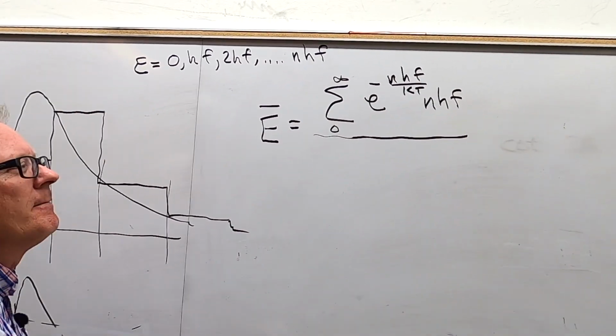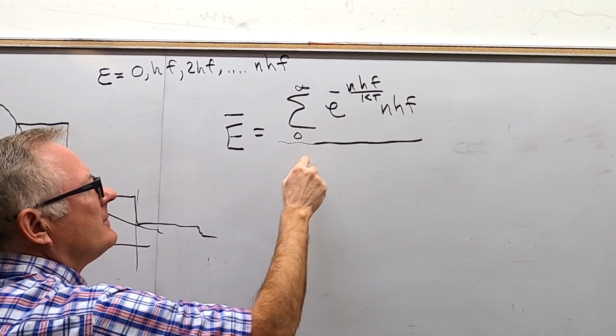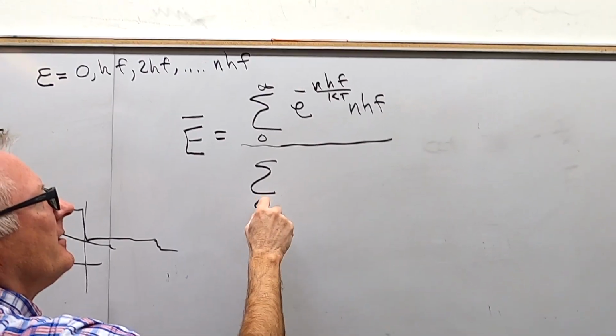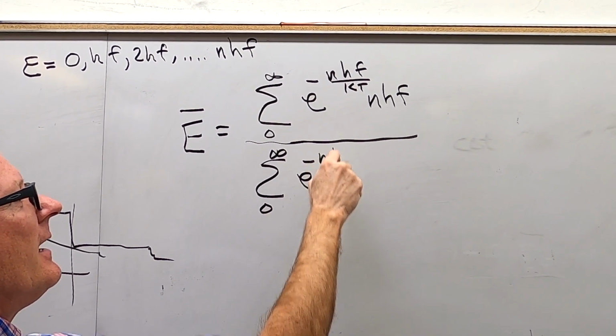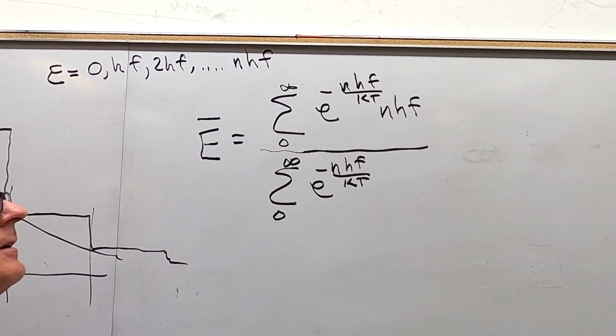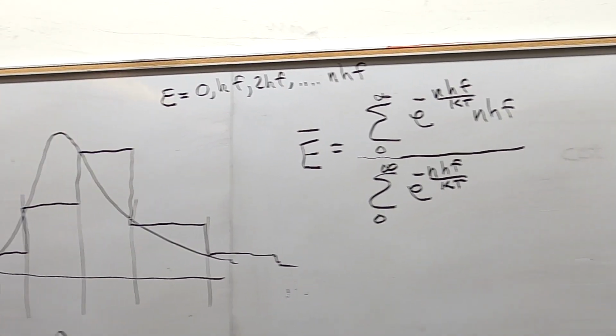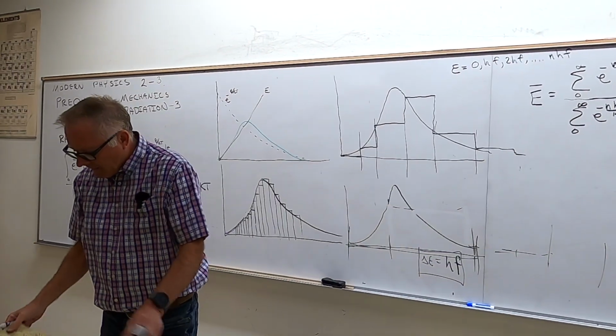divided by the same thing, but without the E. Sum from 0 to infinity of e to the minus nhf all over kT. So that's what we have to use right there. We can't use what we did before.